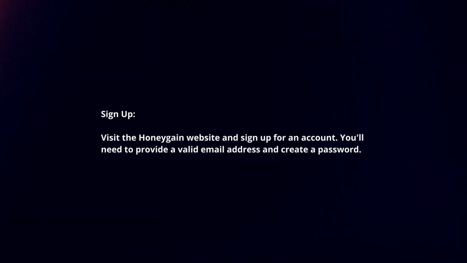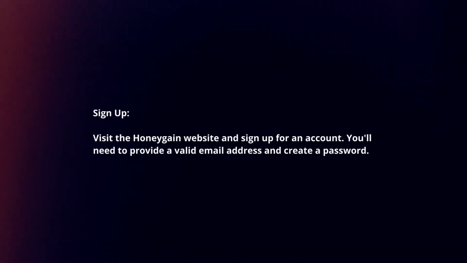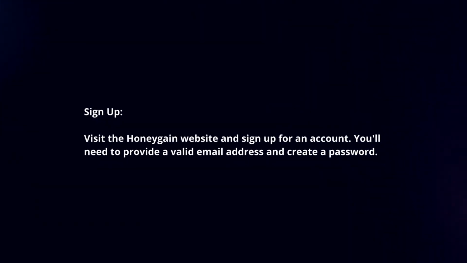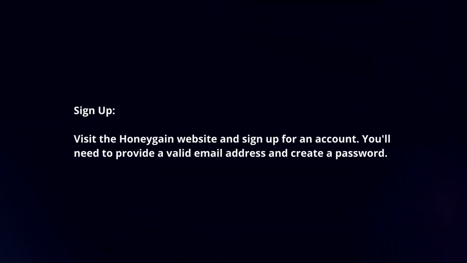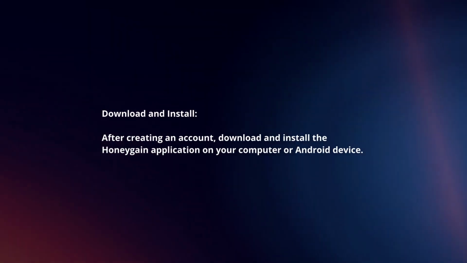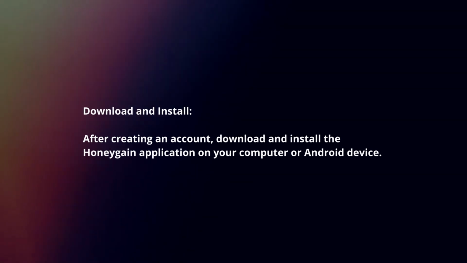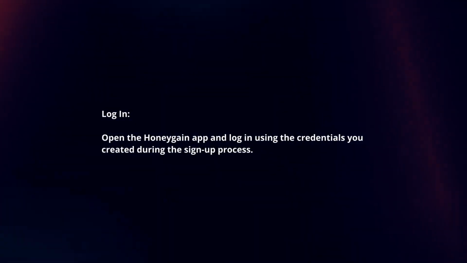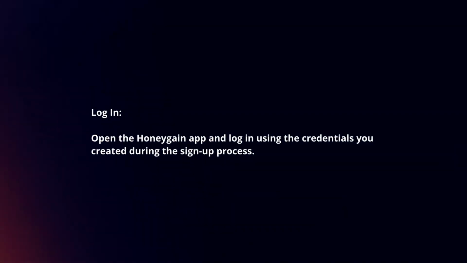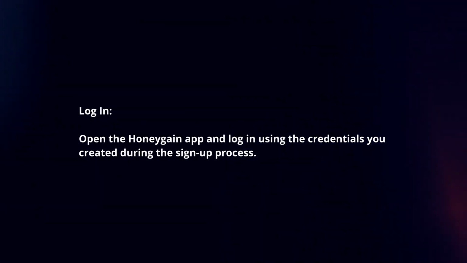Sign up. Visit the Honeygain website and sign up for an account. You will need to provide a valid email address and create a password. Download and install. After creating an account, download and install the Honeygain application on your computer or mobile device. Log in. Open the Honeygain app and log in using the credentials you created during the sign-up process.